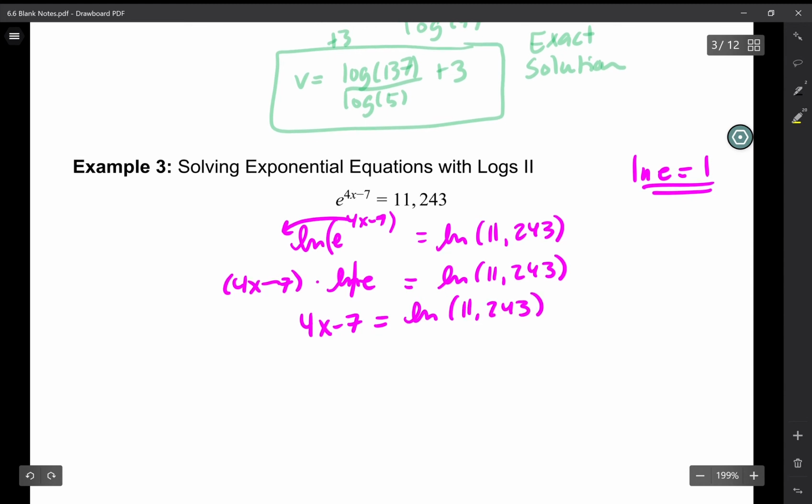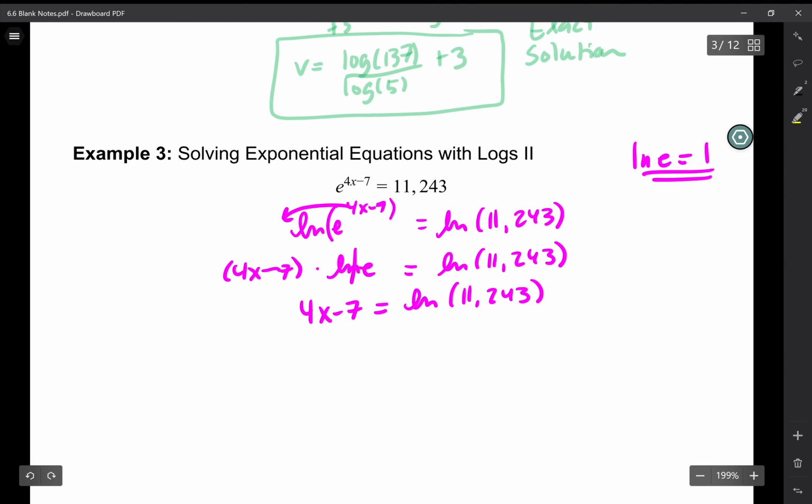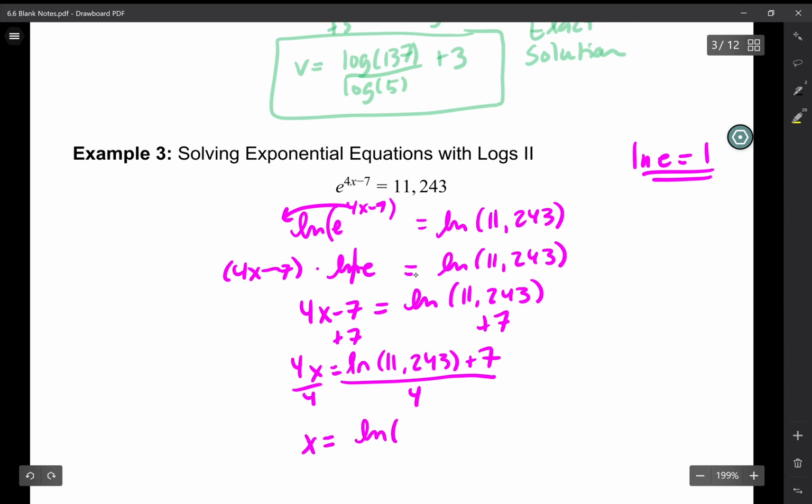Proceeding on to solve this linear equation, remembering natural log of 11,243 is just a number. Add 7 to each side. 4x equals natural log of 11,243 plus 7. Divide both sides by 4, and there's my exact answer. X equals the natural log of 11,243 plus 7 all over 4. And again, that is my exact solution that I would put in for my answer.